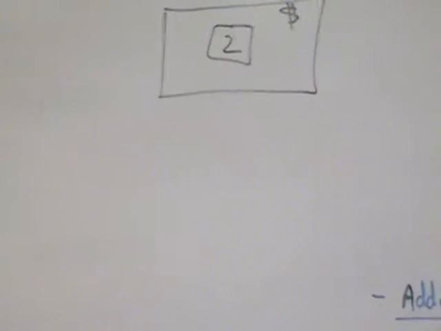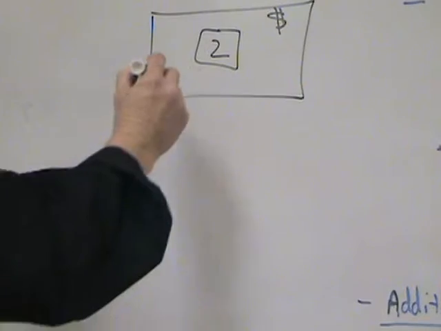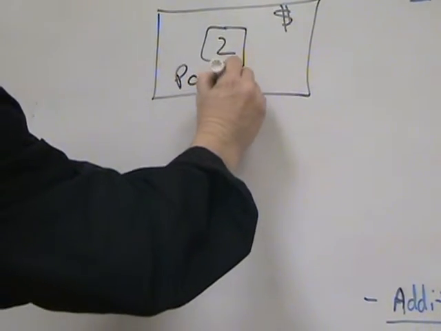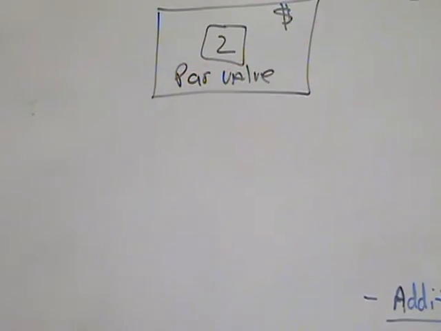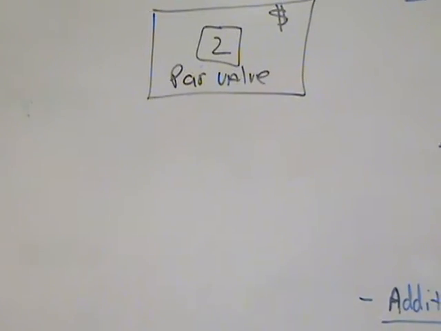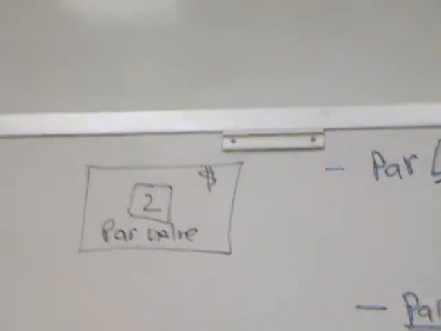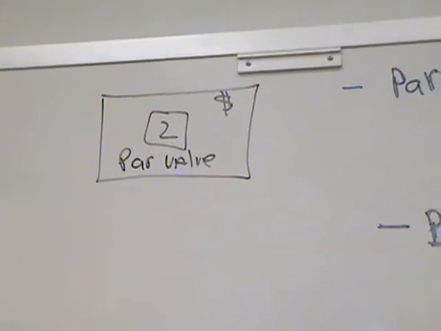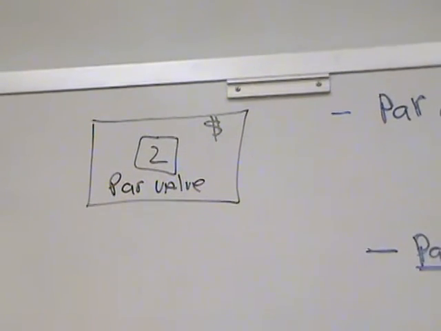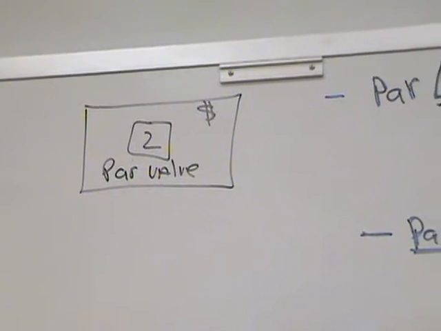Let me write par here. Par value of the corporation. Okay? Now sometimes, like in this problem we're doing, 13-1A, they say it's a stated value of $2.